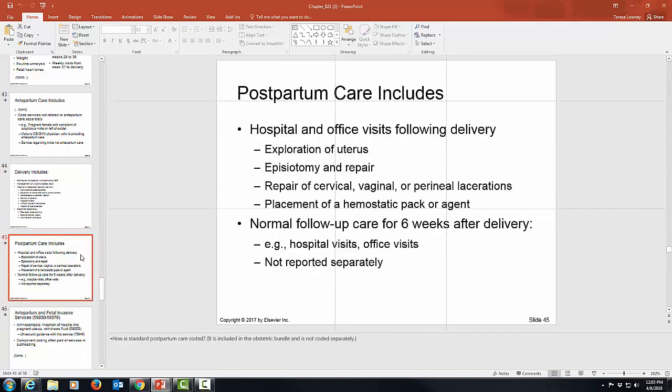Postpartum care includes hospital and office visits following delivery, exploration of the uterus, episiotomy and repair of the cervical, vaginal, and peritoneal lacerations, placement of a hemostatic pack or agent. Normal follow-up is 6 weeks after delivery. That's a hospital visit, office visit, and they're not reported separately. They're all bundled.